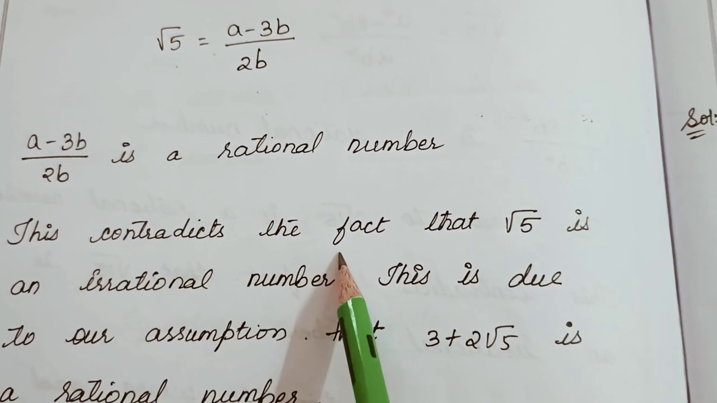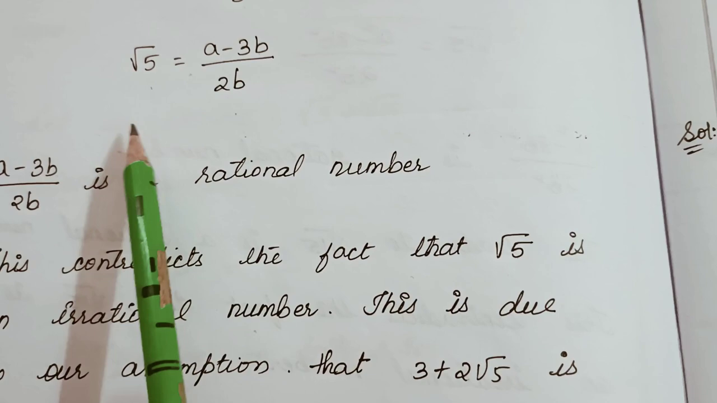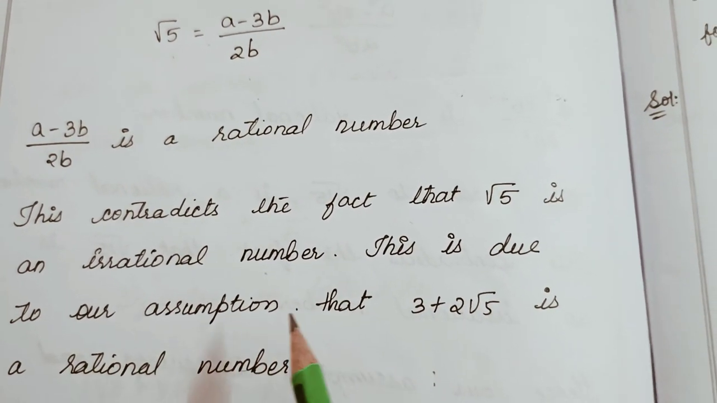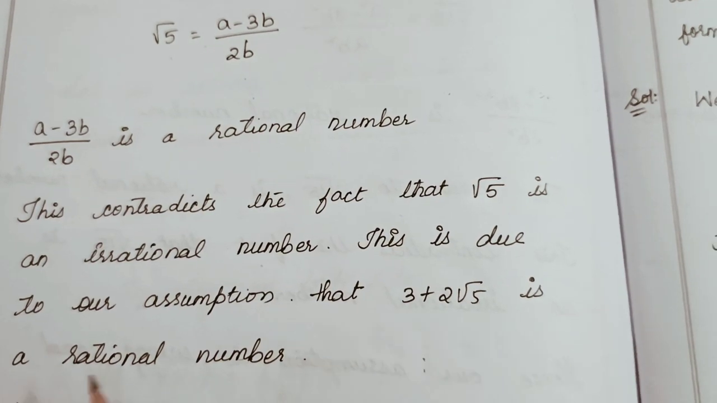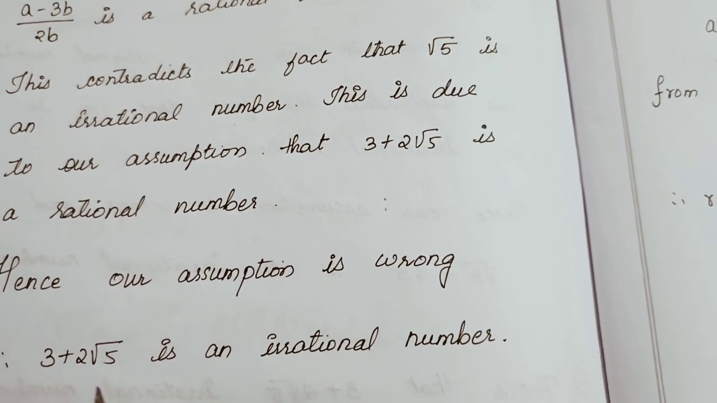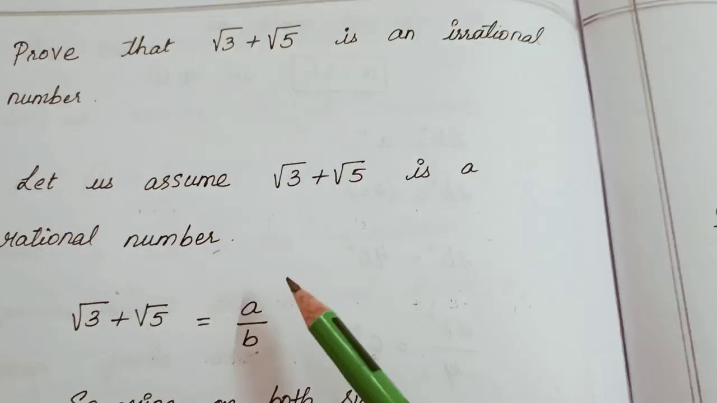This contradicts the fact that root 5 is an irrational number. But we know that root 5 is an irrational number. This is due to our assumption that 3 plus 2 root 5 is a rational number. Hence, our assumption is wrong. Therefore, 3 plus 2 root 5 is an irrational number.